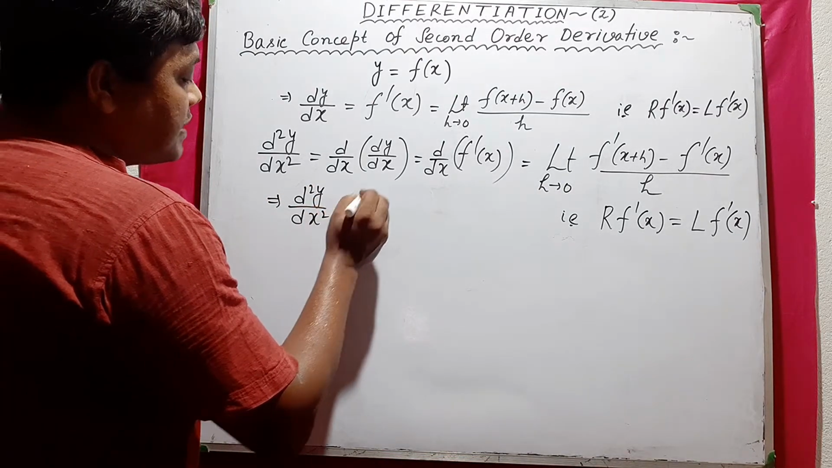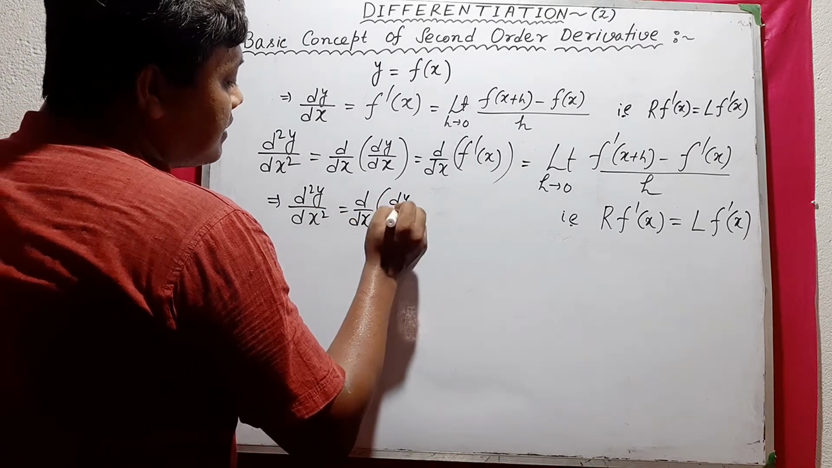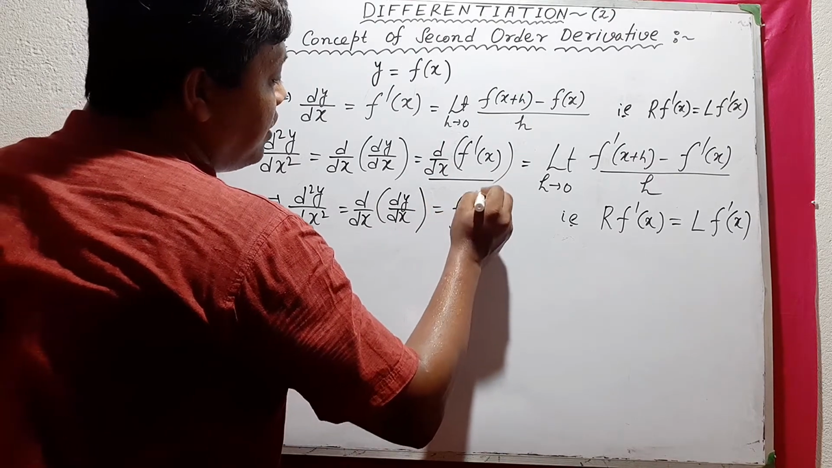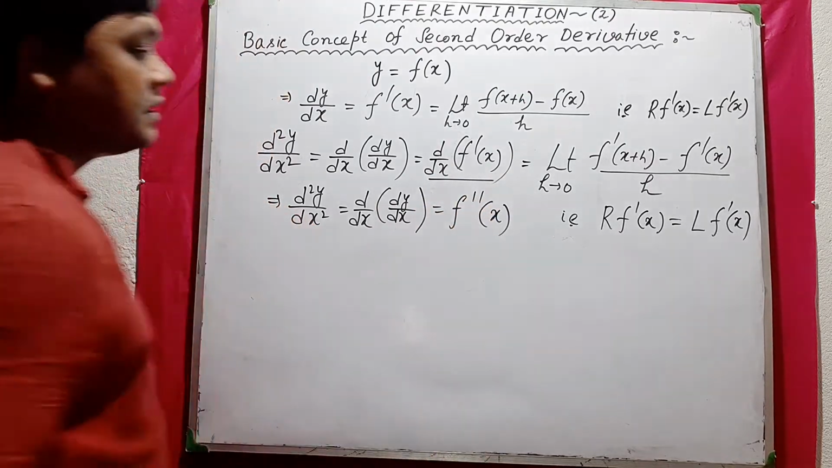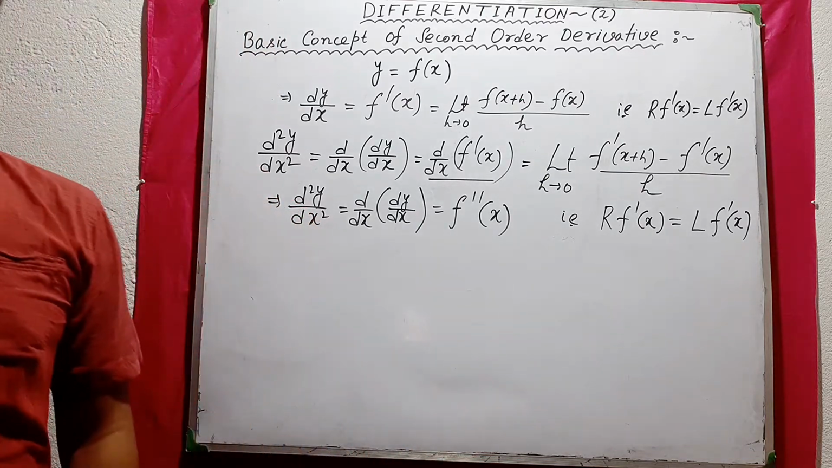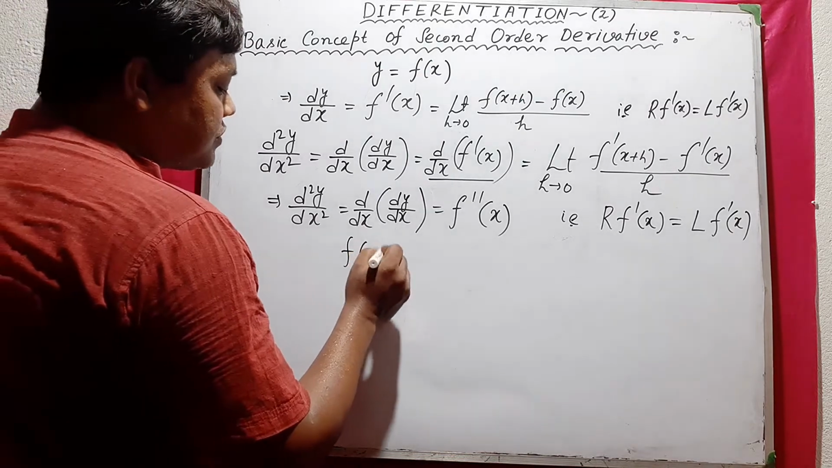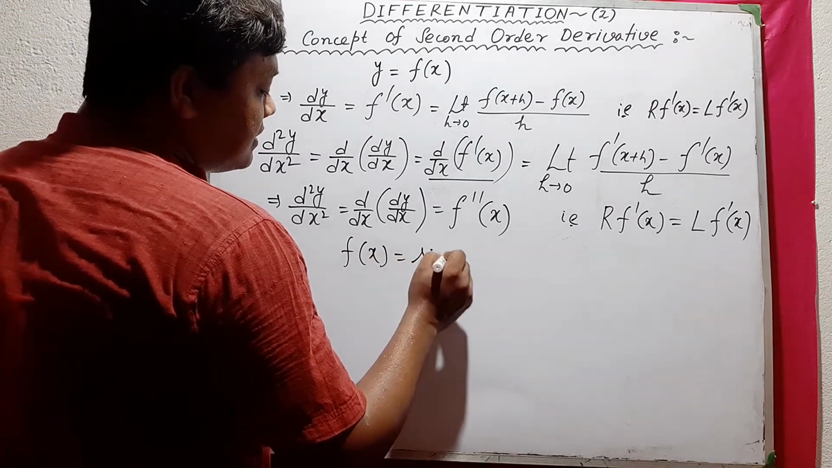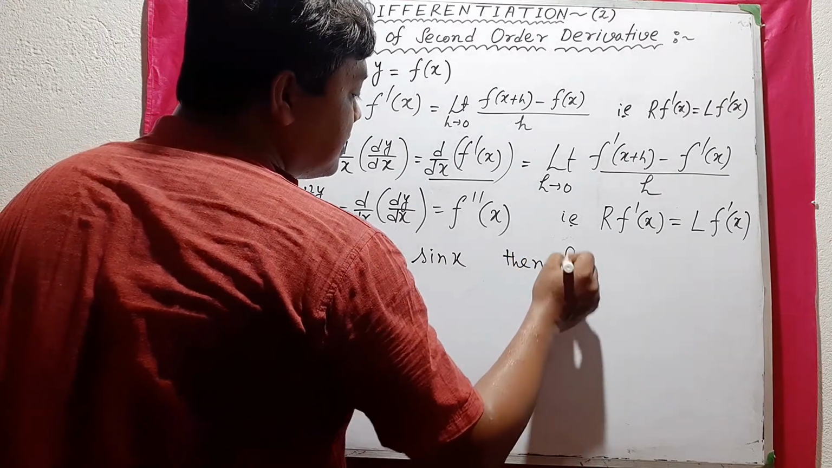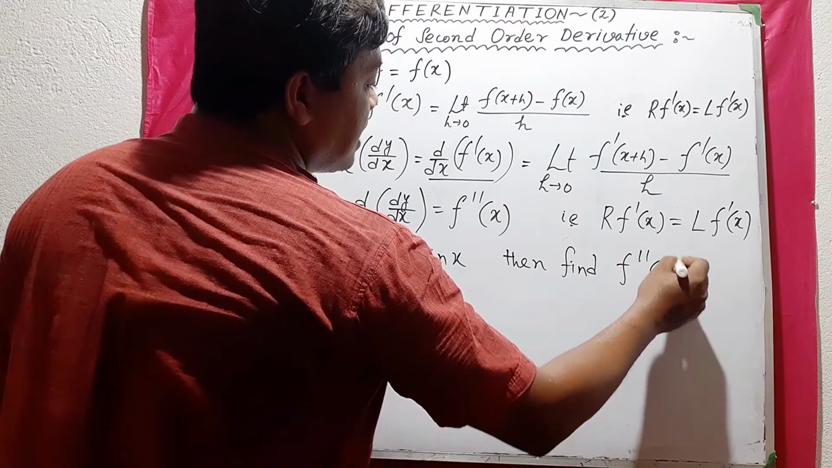So d2y/dx2, or we can say d/dx of dy/dx, and this we can write as f double dash x. Symbolically, that is the notation. Suppose a function is given to you, f(x) equals sin x. Okay, then find f double dash x. How to find it?